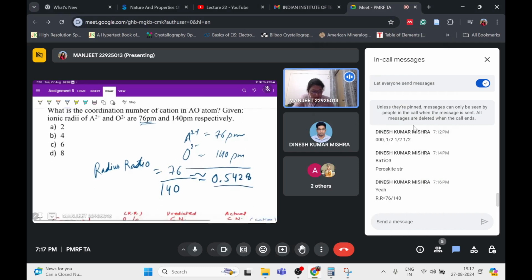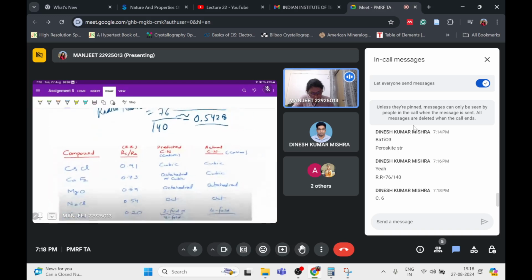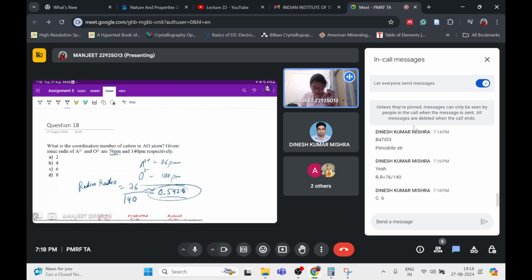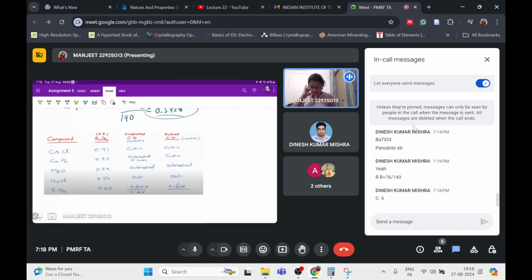Now, this compound where the cesiums are, I have already told you, has cesium fluoride and silicon dioxide. Because they are lying at the boundary, the predicted coordination number can be octahedral rather than cubic, but the actual coordination number of the cation is the cubic one.